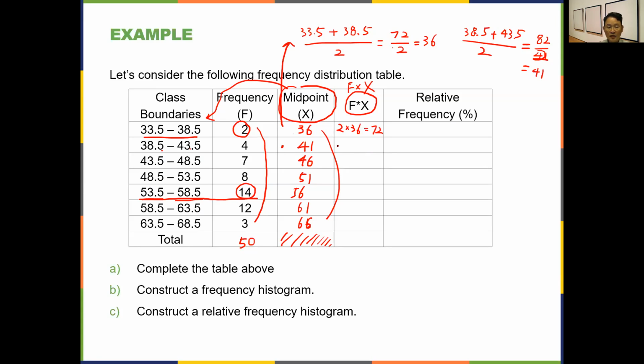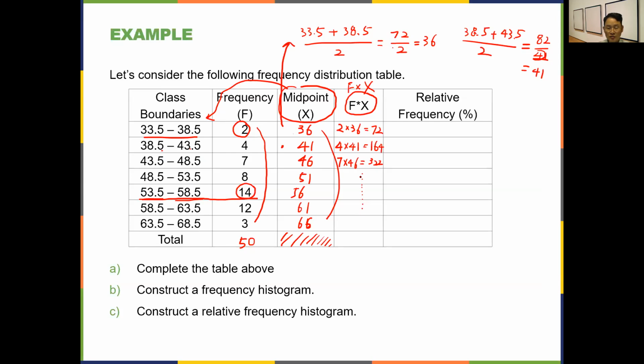This one is saying, why don't you multiply f, which is 4 times 41. So I guess this is 164, right? Okay, and this is the same thing. This is 7 times 46, and this is going to be 322, and so forth. Well, you get the idea. So you do all that.